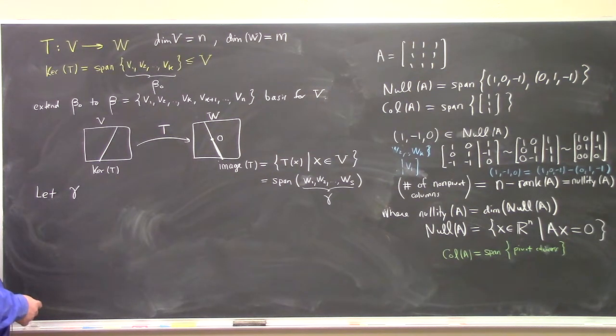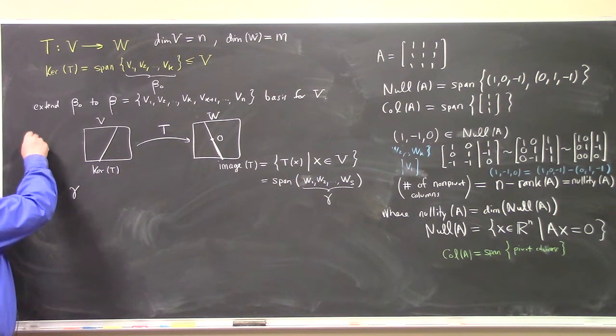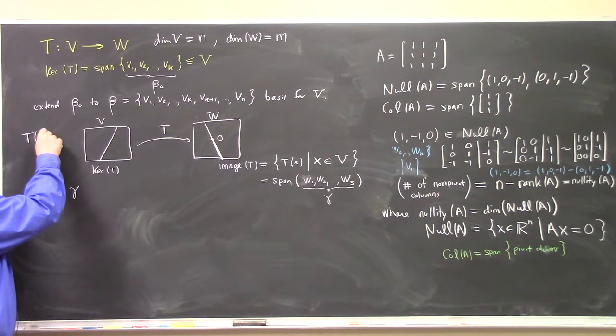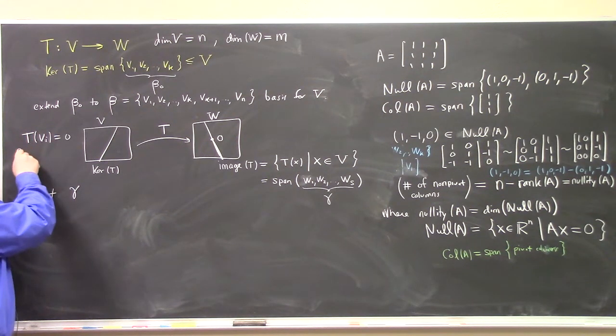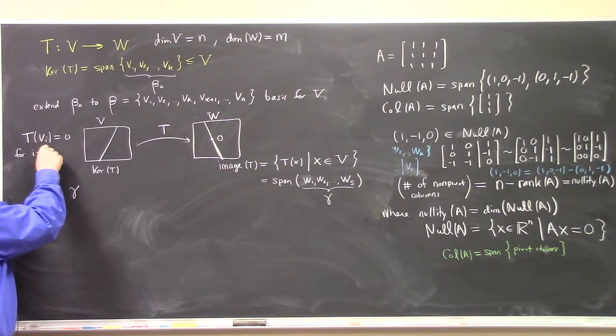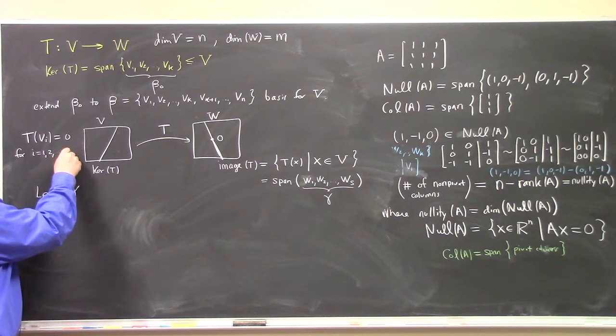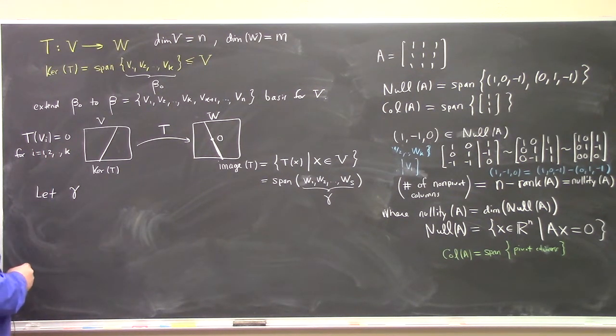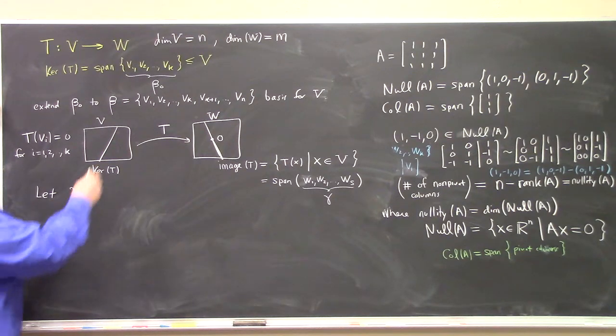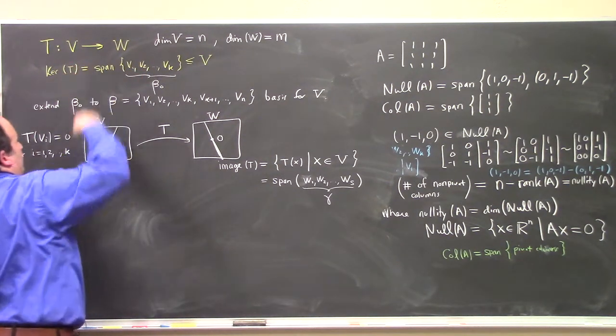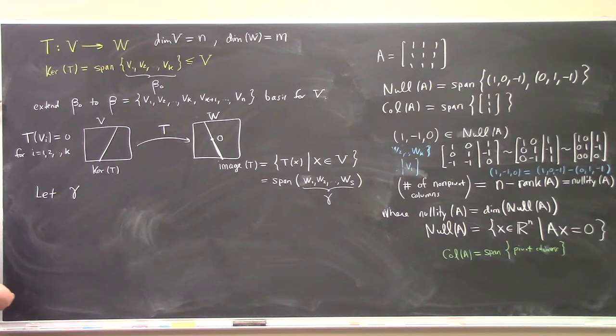T of V1 is 0, T of V2 is 0, right? Everything? T of Vi is equal to 0 for i equals 1, 2, ..., k, because that's a basis. I said it out loud, maybe I didn't say it long enough. This is the basis for the kernel. So those things all map to 0.